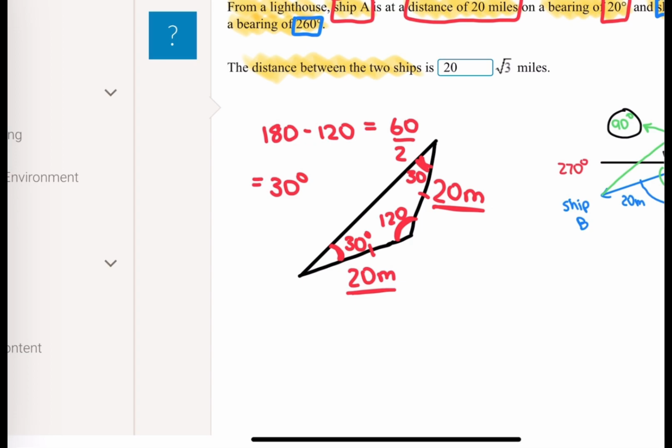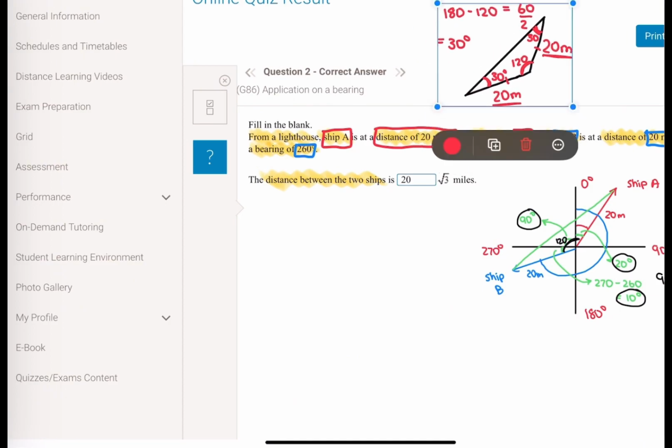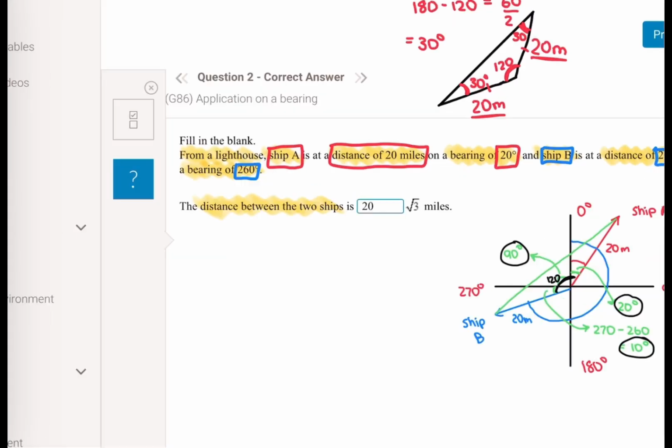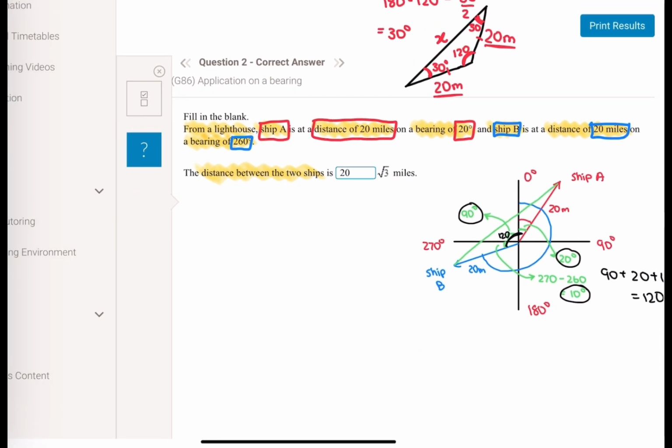All right, now that we have this triangle, I'm going to move this up top. And we're going to apply the sine rule now so that we can find the side we don't know, which we're going to name x. So it's going to be sine 120 over x is equal to sine 30 over 20. We're going to do cross multiplication.